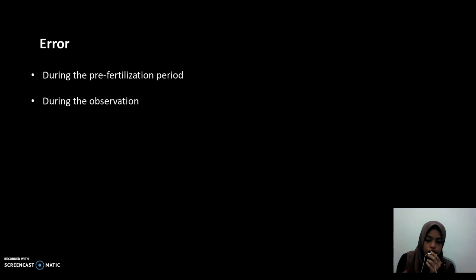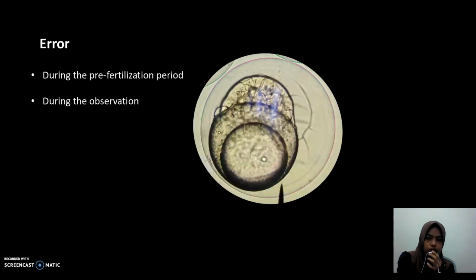Next, during the observation of the fish eggs, the light of the microscope caused our fish eggs to dry up, and this caused them to crack. This is one of the examples of our fish eggs that cracked due to drying up.